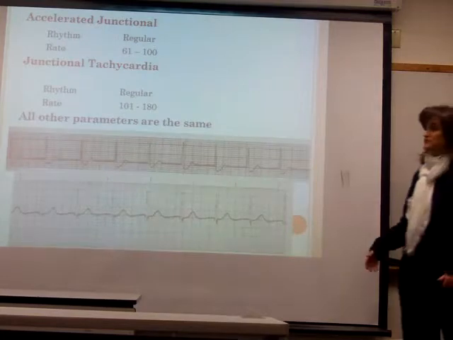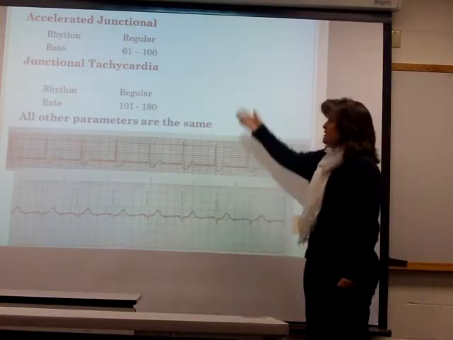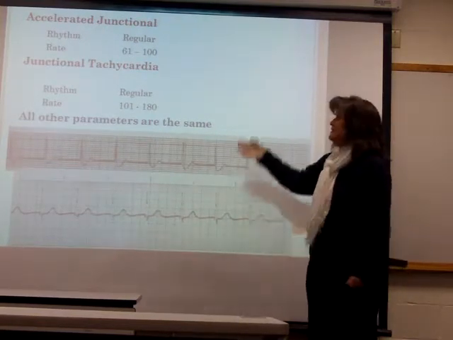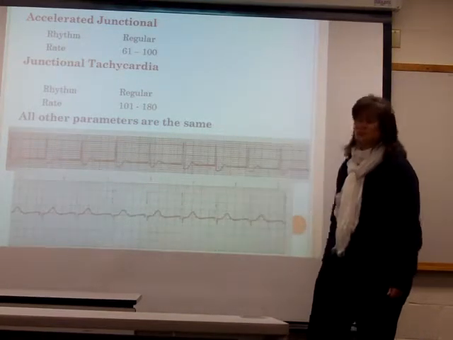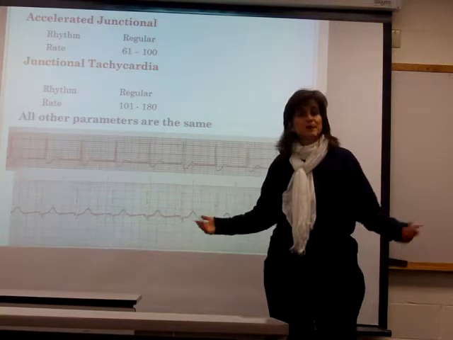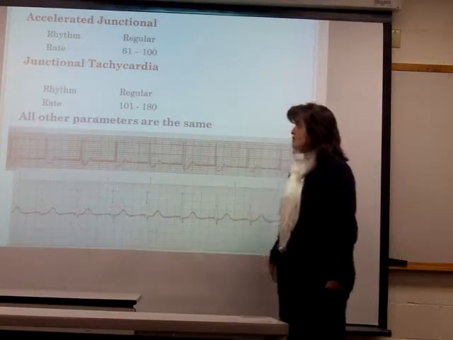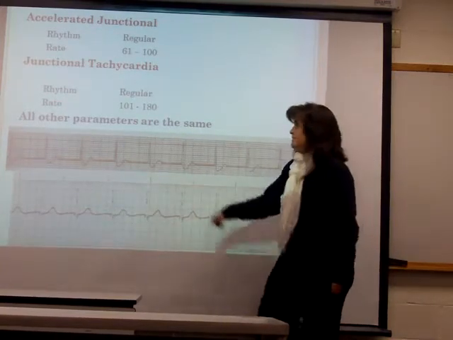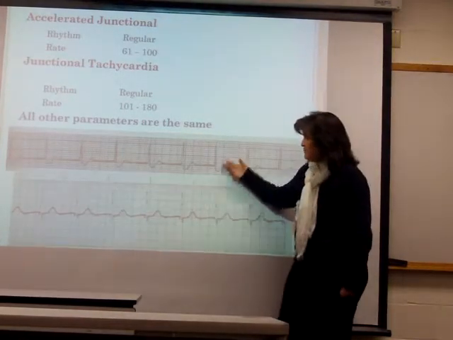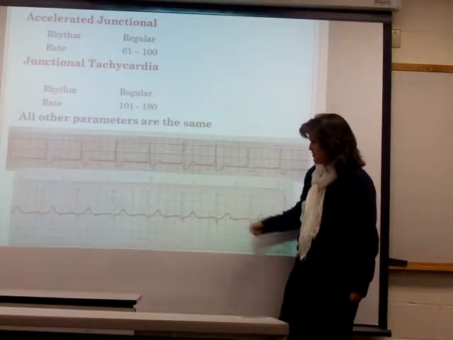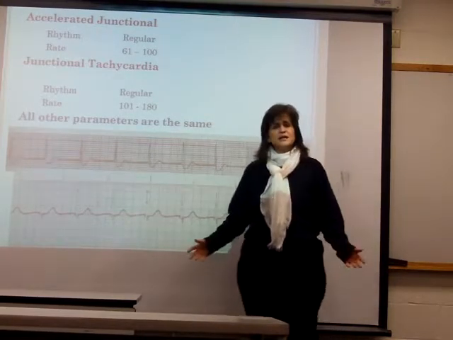So when we move into the faster heart rates, it just depends on what the heart rate is. Accelerated junctional simply means a junctional rhythm that the heart rate's between 61 and 100. Same parameters apply. Junctional tachycardia, which we don't see very often, means that the heart rate's between 101 and 180. Here's some examples of junctional. These are both accelerated junctional, I believe. But everything else is the same.